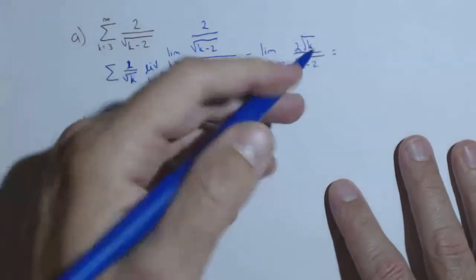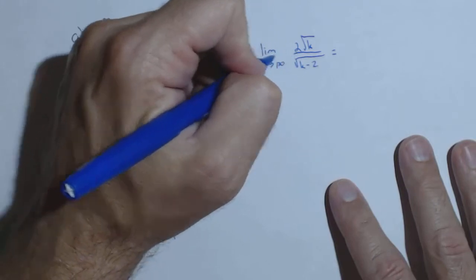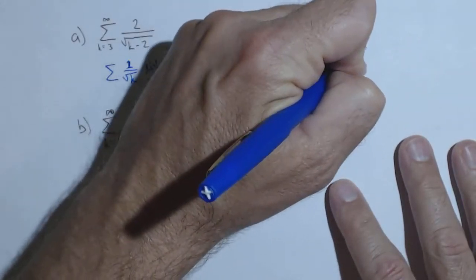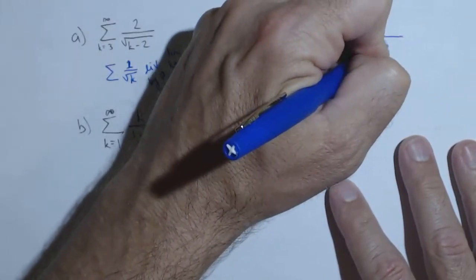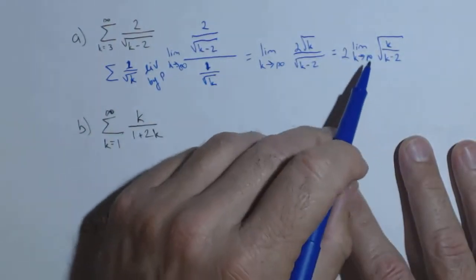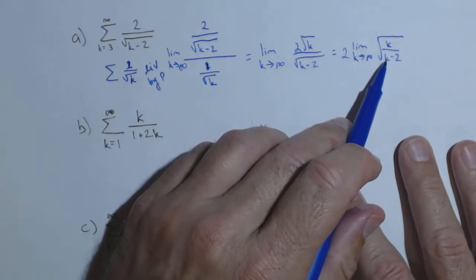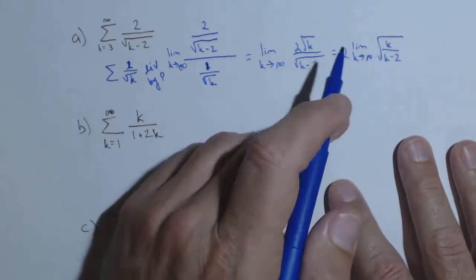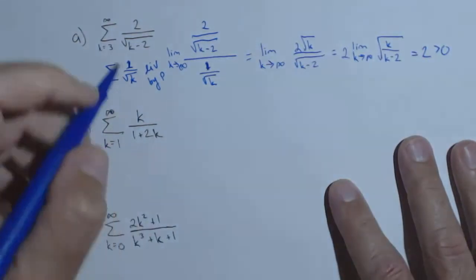And on this one, you could use L'Hopital's, but I think what's going to be easier is to write everything under the radical, pull the 2 out front. It doesn't depend on k, so the limit as k goes to infinity of the square root of k over k minus 2. In fact, you could put the limit inside the radical. K over k minus 2 goes to 1, so this goes to the square root of 1 times 2, which is 2. That's a non-zero finite number.